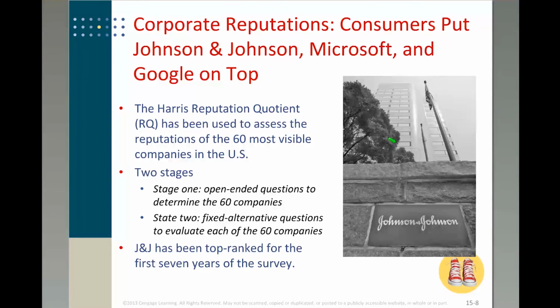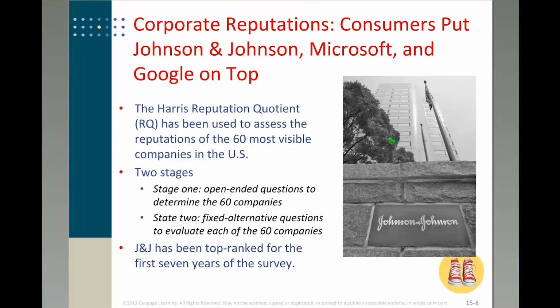So the Wall Street Journal usually reports the reputation of well-known companies, and they sponsor an annual research project conducted by a company called Harris Interactive. Harris Interactive used this Harris Reputation Quotient survey to assess the reputations of the 60 most visible companies in the US. Now, the first question is which 60 companies they assess.